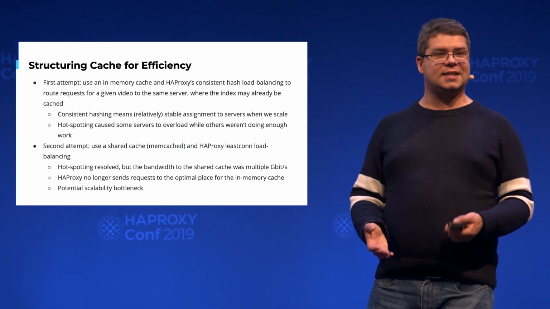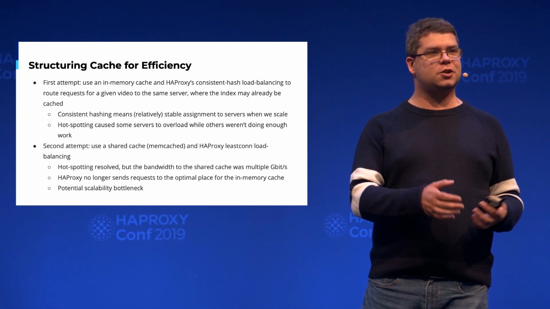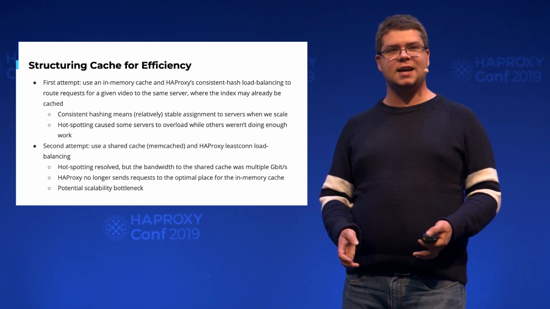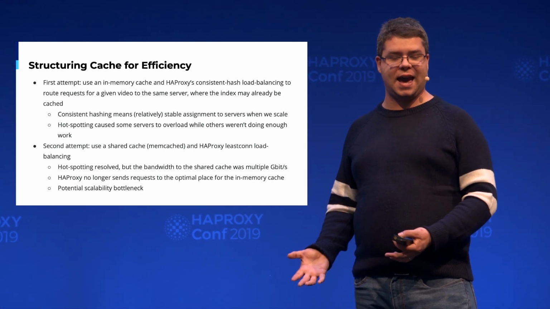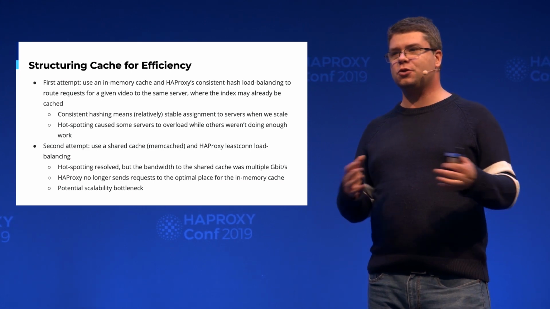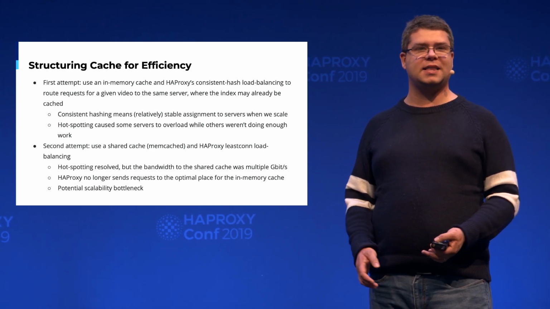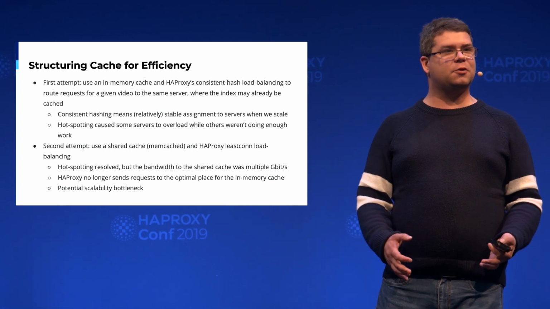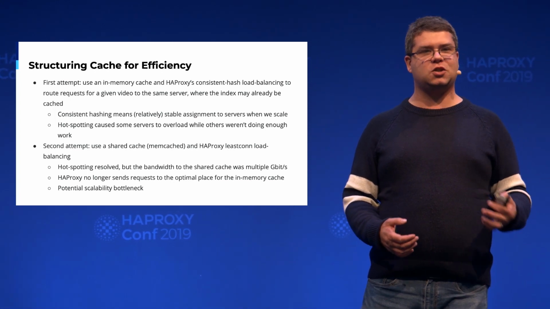So what we did instead was, in addition to the in-memory cache that's on the machines, add a shared cache, use memcache, and switch the load balancing from consistent hash-based to least connection-based, which is another thing that HAProxy can do. Send the request to the server that is doing the least work right now.